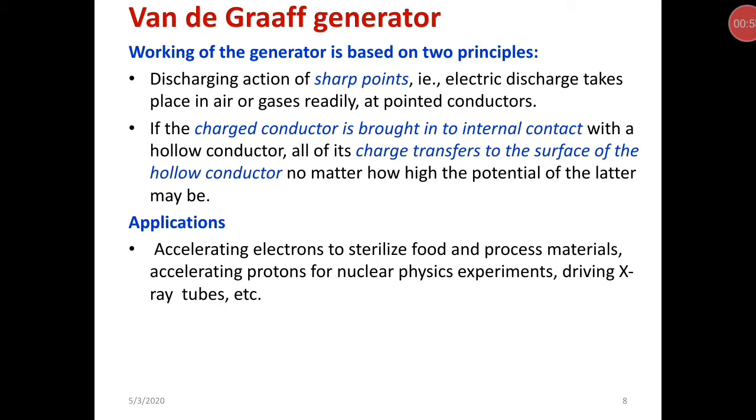Working of the generator is based on two principles. First, discharging action of sharp points, which means electric discharge takes place in air or gases readily at point conductors. Second, if a charged conductor is brought into internal contact with a hollow conductor, all of its charge transfers to the surface of the hollow conductor, no matter how high the potential of the latter may be. How the charge is spread in the hollow conductor we will see in the next slide.